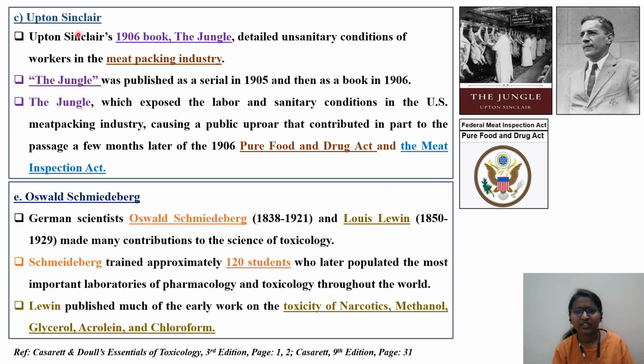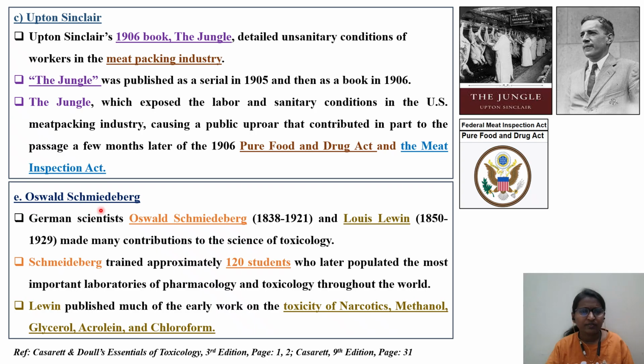We have Upton Sinclair. Again, this is a renowned scientist. He has written this particular book, The Jungle. What is happening? How the unsanitary conditions were there in the case of the meat packing industry. The main important thing about this book was that it led to the formation of the Pure Food and Drug Act and the Meat Inspection Act. These are the two important acts which were very important in the early 1900s, 1905 as well as 1906.